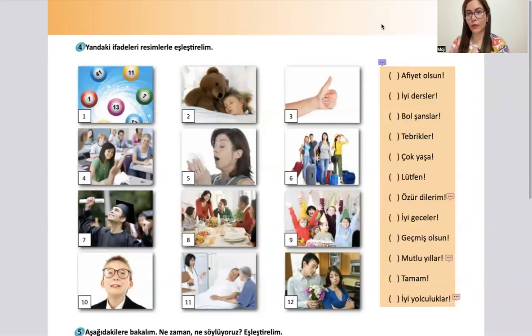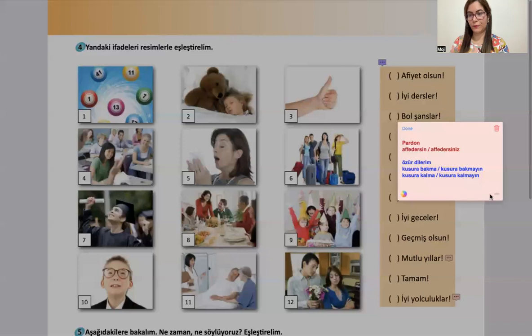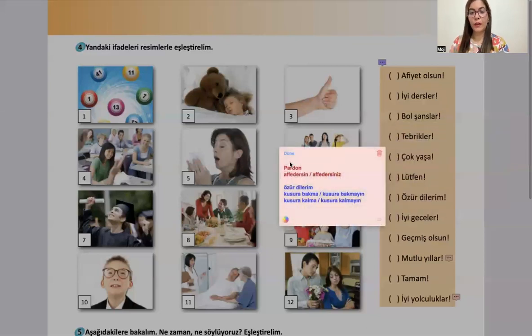Özür dilerim, I'm sorry. There's a point here. Well, when you haven't done something wrong, you say pardon, affedersin, affedersiniz. They mean excuse me. Pardon, you want to pass and somebody is on your way. You say pardon and they let you pass. You want to ask somebody something, you say affedersin, informal. Affedersiniz is formal. Excuse me. But when you have done something wrong, you say özür dilerim, I'm sorry.